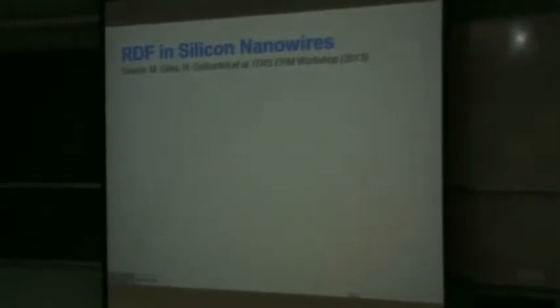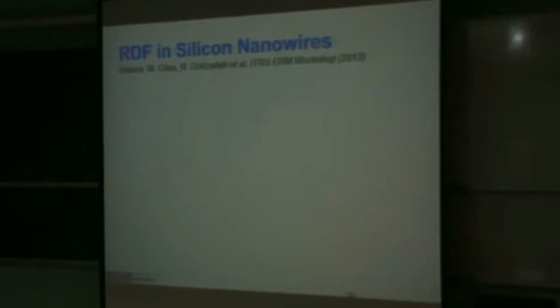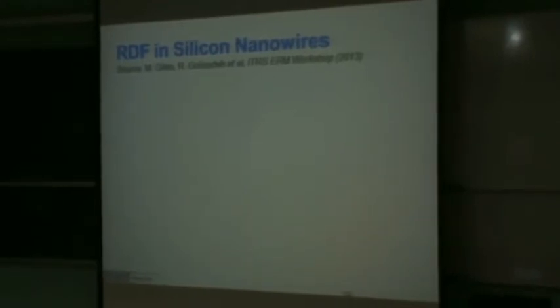So here I'm going to show you an example investigating this that has to do with looking at the random doping fluctuations in silicon nanowires. This is done by Roxana Galizada. It was shown by Martin Giles at the ITRS workshop.